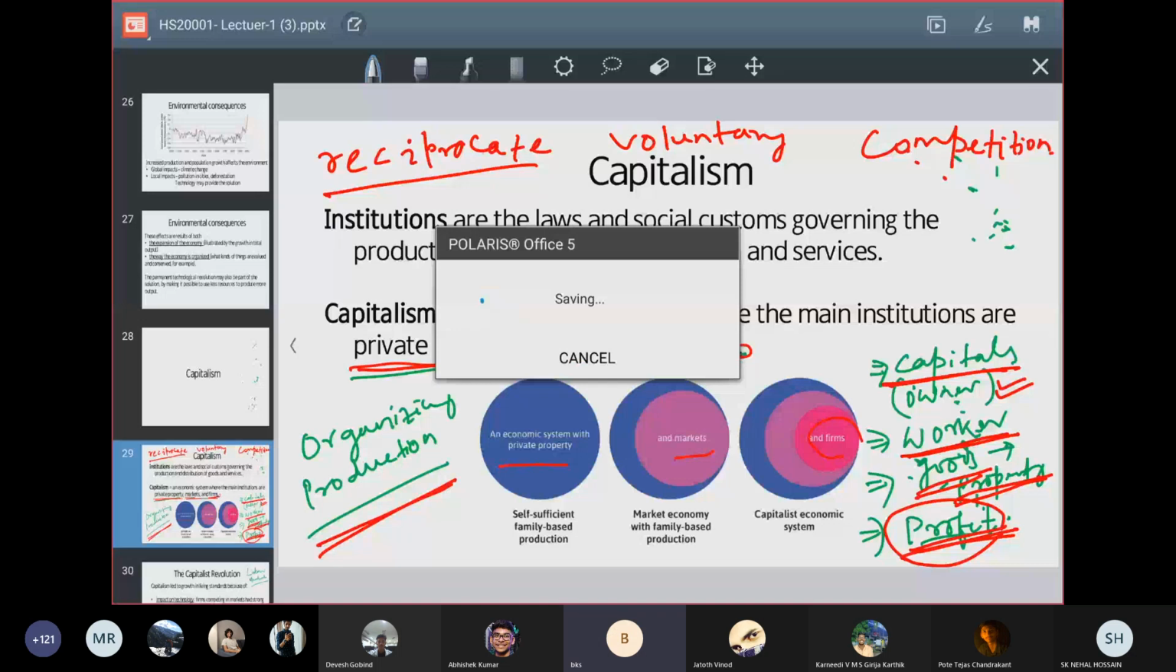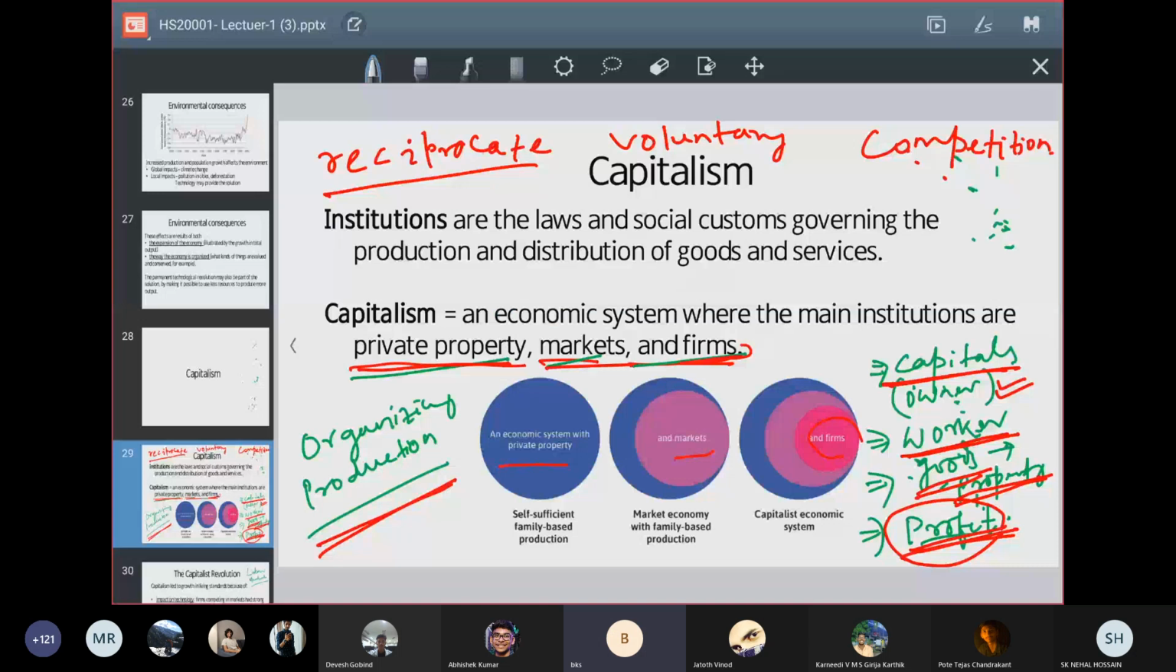But as I said, private property and markets alone do not define capitalism; it is the firm which is a very important part of our capitalist economic structure.